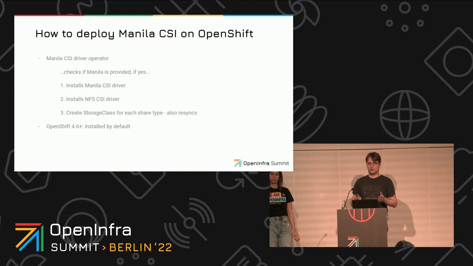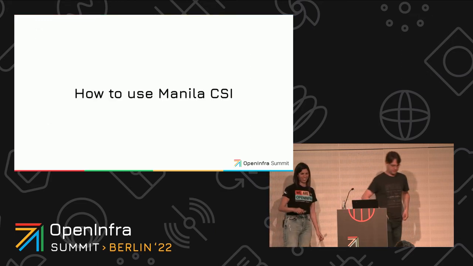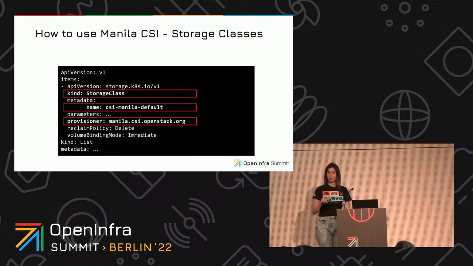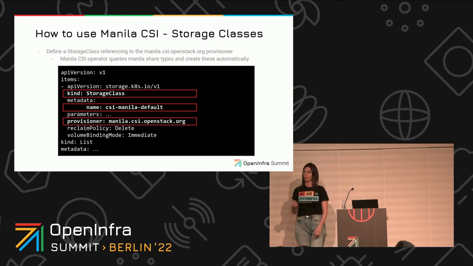All right. Now, assuming that you have a running Manila CSI implementation, the next step is to use it. And for that, I hand it back over to Victoria. All right. So using Manila CSI is pretty easy once you have your deployment done. We are going to start by defining a storage class, as Christian mentioned. If you are using the Manila CSI operator, that's something that is going to be done automatically for you. The operator is going to query Manila to get the share types it has, and it's going to create storage classes for you.